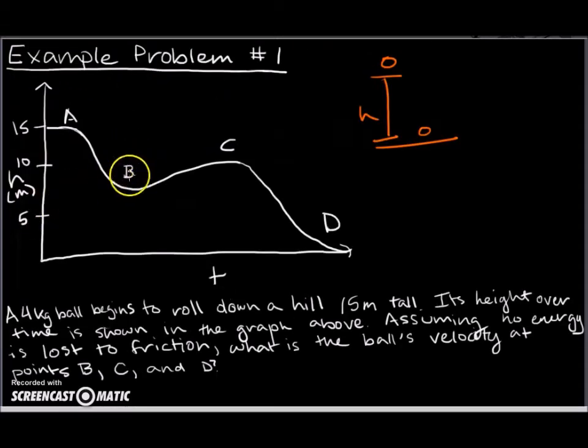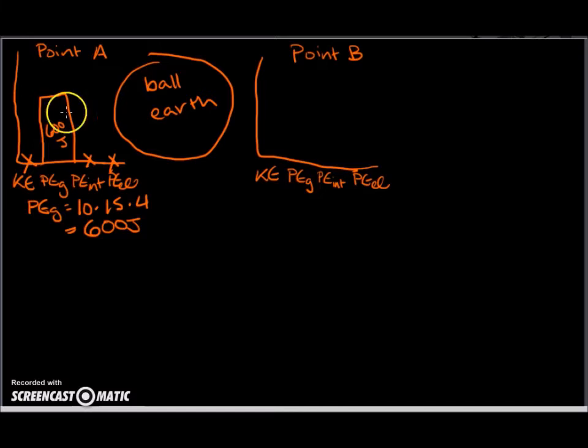Now, at point B, we can see that our height is a lot less than it was when we started off at point A. It looks to be about 7 or 8 meters. Let's just call it 8 for right now. And obviously, because it started rolling down the hill, it has some kinetic energy, and we'll find out what that is in a second. So let's go back to our LOL diagram.